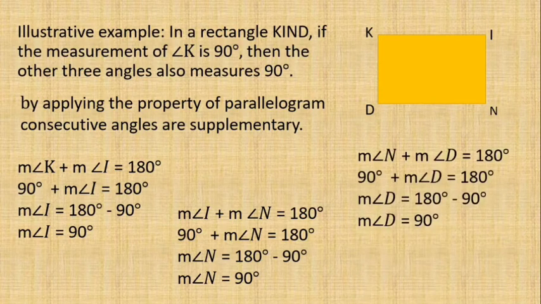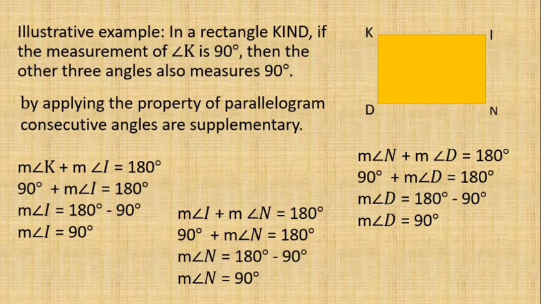Let's have the third. The measure of angle N plus the measure of angle D is equal to 180 degrees, and 90 degrees plus the measure of angle D is 180 degrees. We just substitute the given value of angle N. The measure of angle D is equal to 180 degrees minus 90 degrees. So, the measure of angle D is equal to 90 degrees. The measures of the 4 angles of rectangle KIND are all 90 degrees. And those are the 2 theorems of rectangle which are proven.